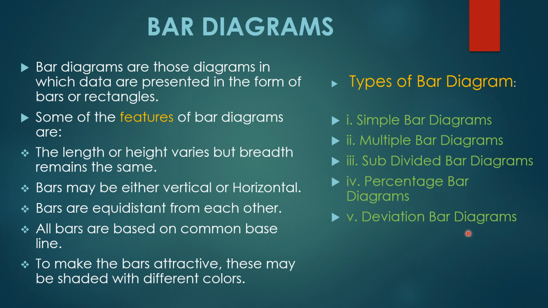Now coming to the types of bar diagram. Here we will be learning about five different types of bar diagram: simple bar diagrams, multiple bar diagrams, subdivided bar diagrams, percentage bar diagrams and deviation bar diagrams. Now one by one, in detail, we will learn about each of these types of bar diagrams.